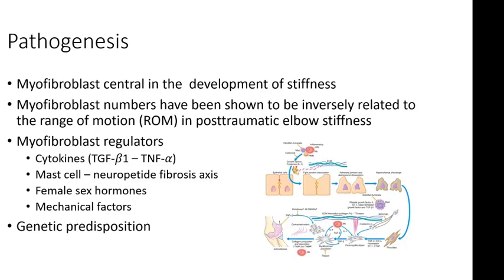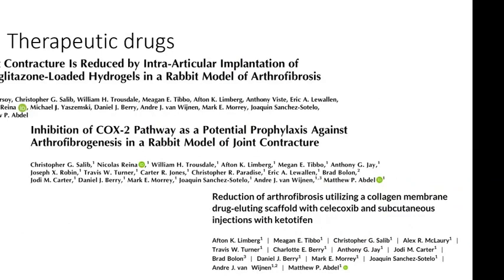Female sex hormones may counteract joint fibrosis and could potentially provide a target for medical intervention. Finally, there is a possibility of genetic predisposition to the development of post-traumatic stiffness. Different experimental studies from Mayo Clinic have shown promising ways of medical treatment to prevent stiffness, like celecoxib or ketotifen or anti-TNF-alpha.